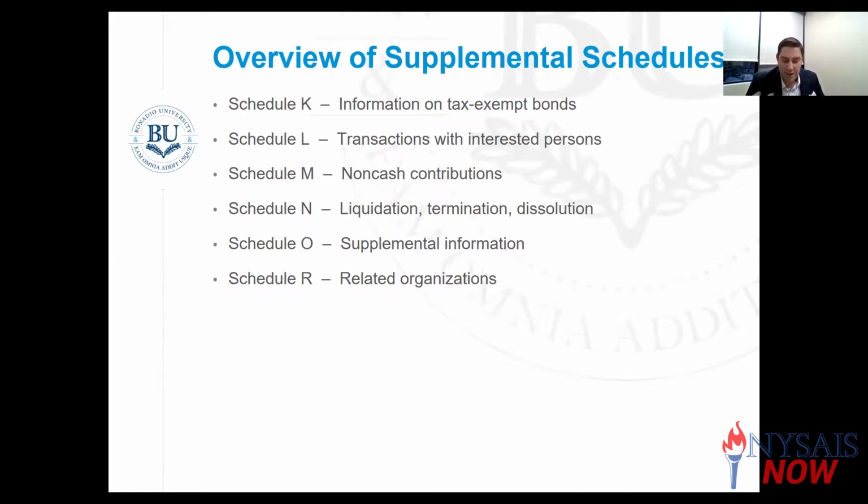Schedule M, non-cash contributions. The IRS wants to know what you're receiving in lieu of cash. The most common item that we see is investments. Sometimes someone may donate a car or a boat or something, but really it's investments, stocks. And the IRS just wants to know what type of investment was given, what was the market value at the date of contribution. Pretty easy, but just think, if you're working with your development department, you may want to remember, okay, I don't want to just know the cash, but what type of contributions were given elsewhere as well.